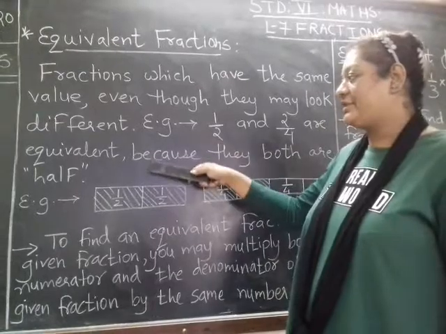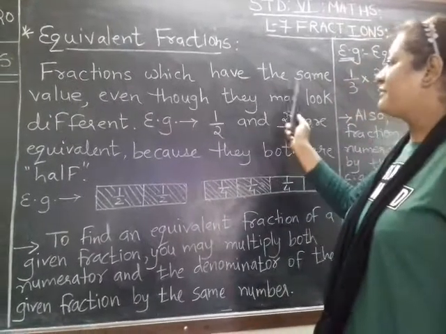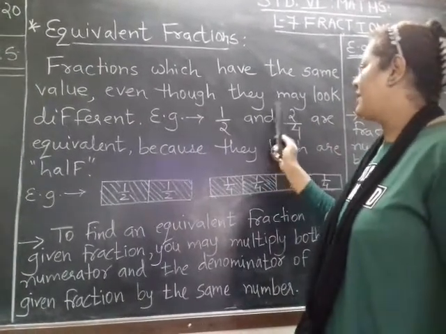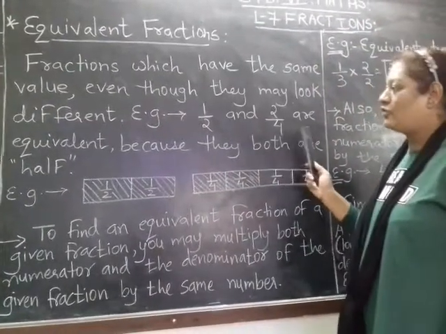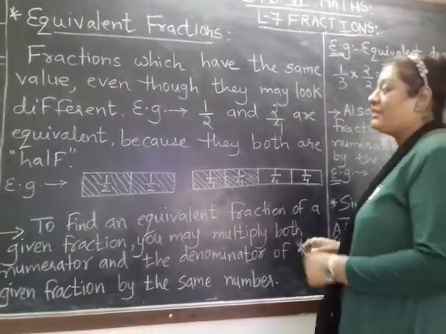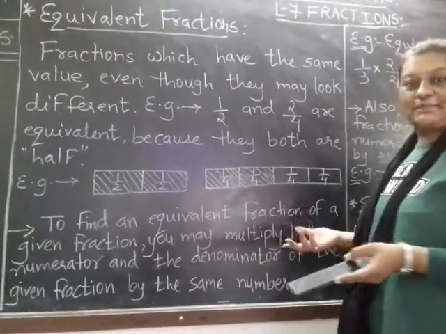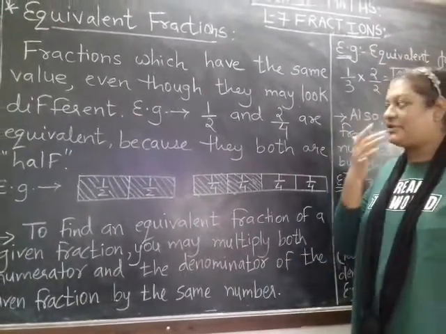I have written a definition here. Fractions which have the same value even though they may look different. For example, 1 upon 2 and 2 upon 4 are equivalent. How equivalent? See, 1 upon 2 is in the simplest form. Simplest form I will explain further.